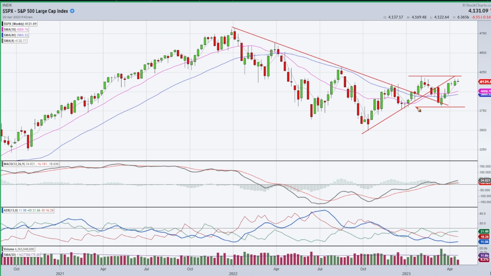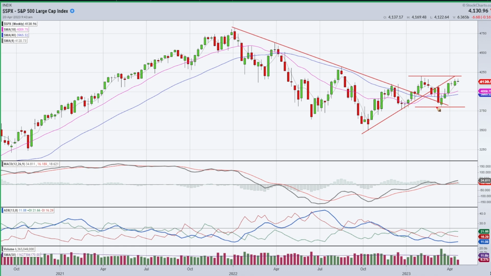We're kind of caught, and these two lines are incredibly important. I think if we break this line, you have to assume we're going to do a full-blown test of these lows and put a lot of pressure on 3,500. If we get through this peak, then our next resistance, yeah, it's here, but we're probably looking at something more along the lines of 4,500 or something like that as a potential target.